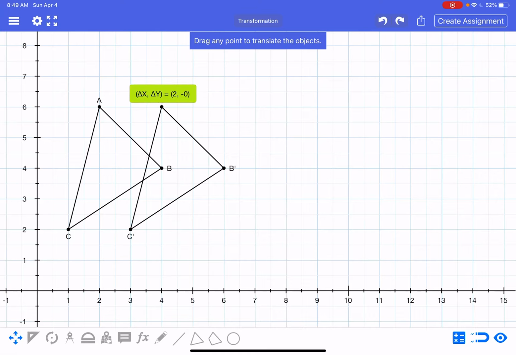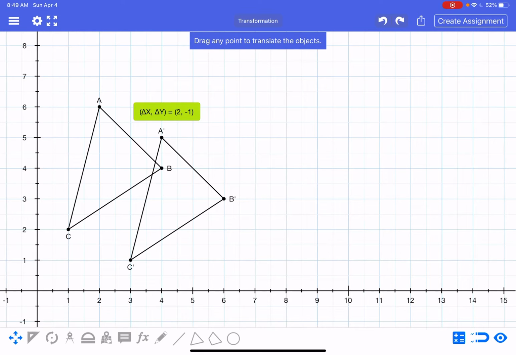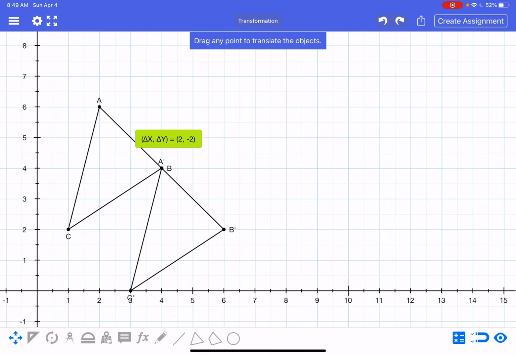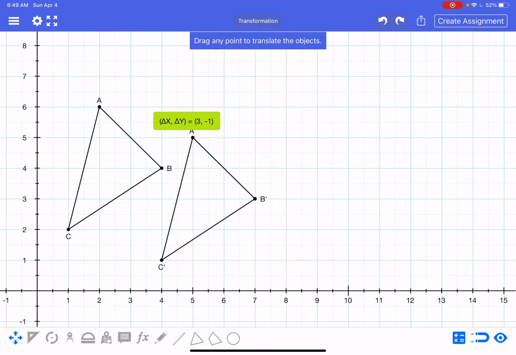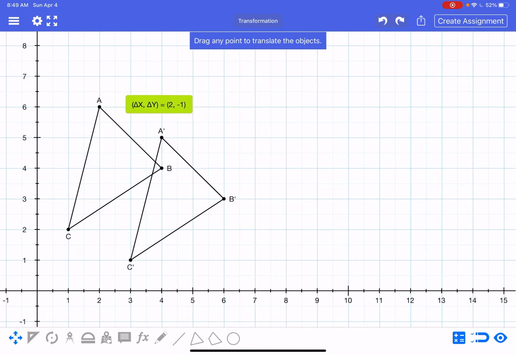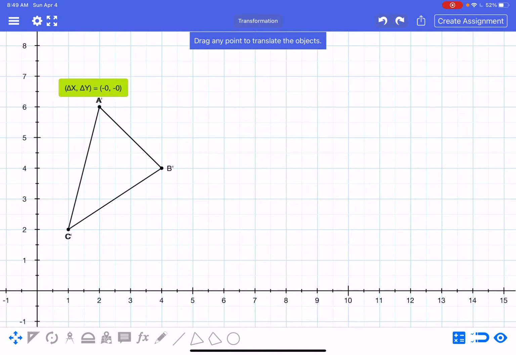I can move it down. Okay, and now it's 2 and -1, right? And, 2 and -2, I moved it. So then I could slide it around. So there I moved it 3 and -1. So I could put it back here, and I can move it this way. And now it's x is at -1, and y is at 0. Okay, so that's what we did last week.